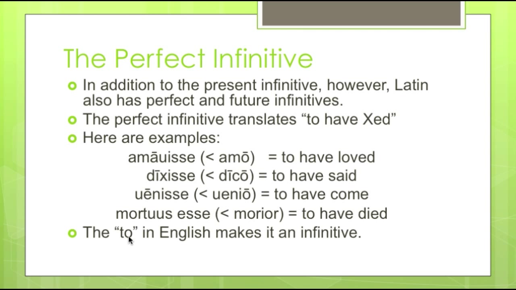By the way, the to in the English translation makes it an infinitive. Do you see these to's here? We include these to's here to make it absolutely clear that these are infinitives. The to makes these expressions infinitives. And the have exed part, the have loved, have said, have come, have died, that part makes it perfect. It gives it a sense of past tense, so that makes it perfect. So you need both those things in the English translation to get it correct.